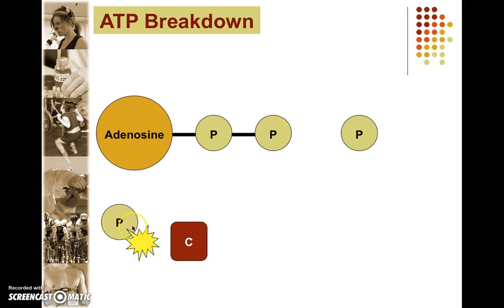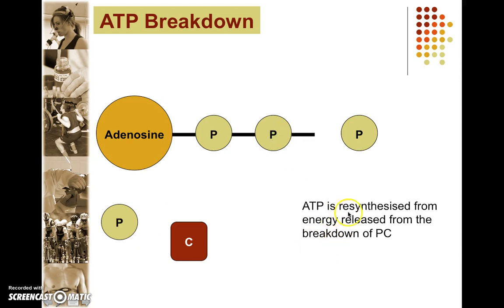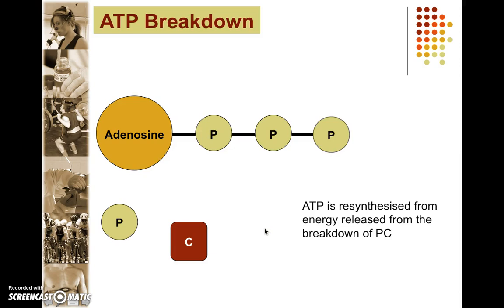This phosphate here resynthesizes with ADP to make ATP. So ATP is resynthesized from energy released from the breakdown of phosphocreatine, and now we have ATP. And that right there is how the ATP Pc system breaks down and creates ATP. So what happens now is we'll just go through that whole process again.